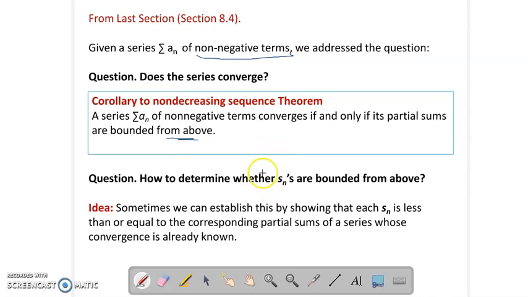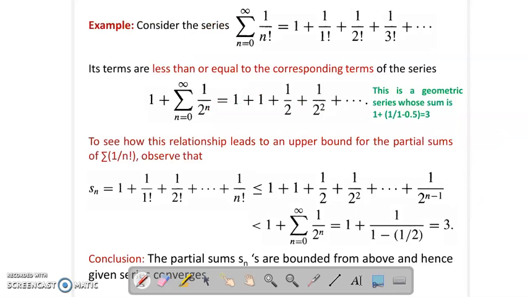So the idea is, sometimes we can establish this by showing each Sn is less than or equal to the corresponding Sn of some series whose convergence is already known to us. Now we are talking about the convergence of this series. Suppose you have another series, this one, whose partial sum we represent by Sn1, and we know that this series is convergent, so we can establish the convergence of this series. How do we do that? Let's see with an example.